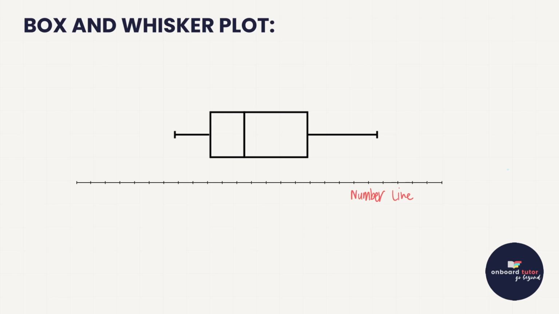Now when we work with a box and whisker plot, we plot what is known as the 5-number summary. So the minimum and the maximum values, that's 2 of the 5. And then we plot quartile 1, quartile 2, and quartile 3.